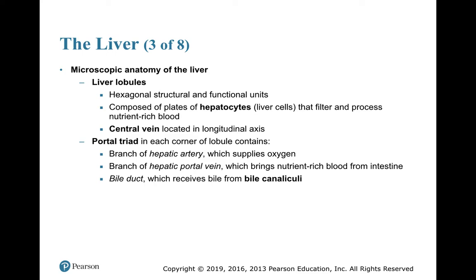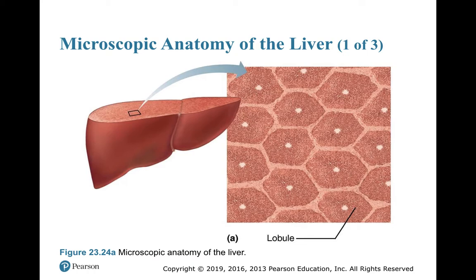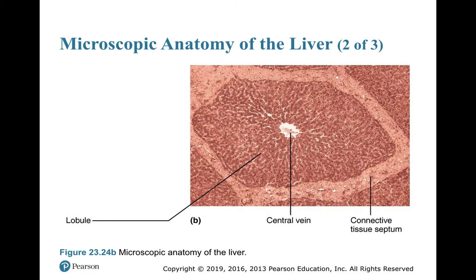The triad is made up of a branch of the hepatic artery, the hepatic portal vein, and the bile duct. So the branch of hepatic artery is going to supply oxygen. The hepatic portal vein is going to bring nutrient-rich blood from the intestine, and the bile duct is going to receive bile from bile canaliculi. So here are those hexagonal structures with triads at each corner and a central vein. Central vein.